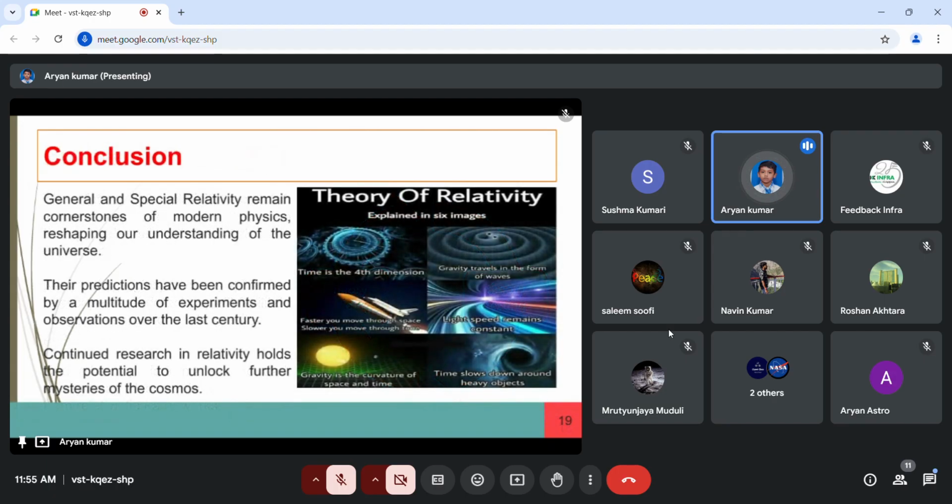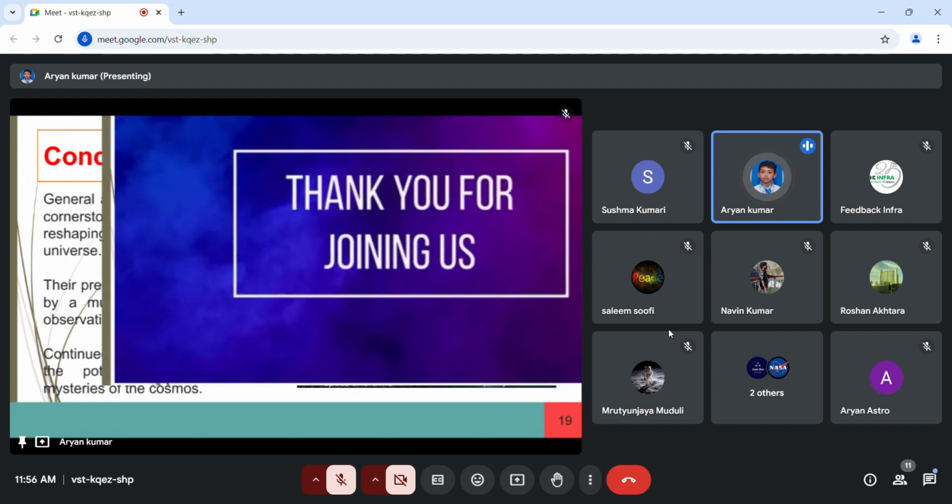Some conclusions. General and special relativity remain cornerstones of modern physics, reshaping our understanding of the universe. Their predictions have been confirmed by a multitude of experiments and observations over the last century. Continued research in relativity holds the potential to unlock further mysteries of the cosmos.